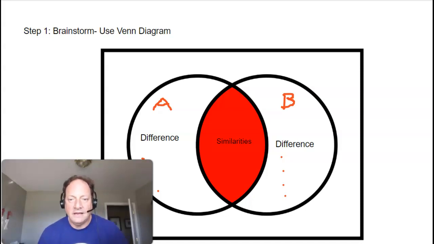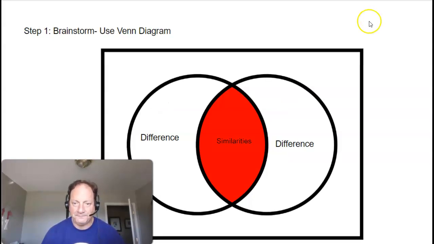Now in the center part, this is where you're going to write your similarities. Okay, similarities are, how are both article A and article B alike? How are these two, A and B, alike? So you'll jot down those notes in the center. Again, you're doing that on your piece of paper.